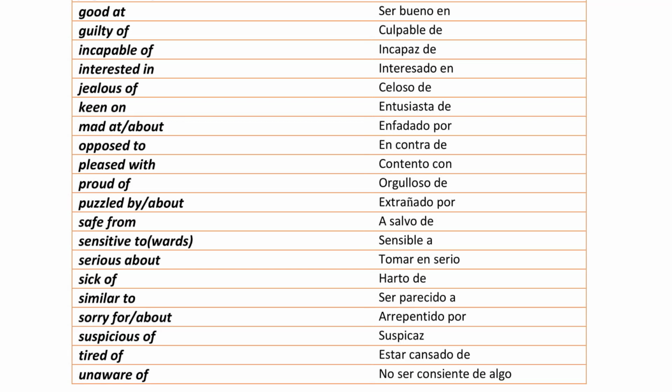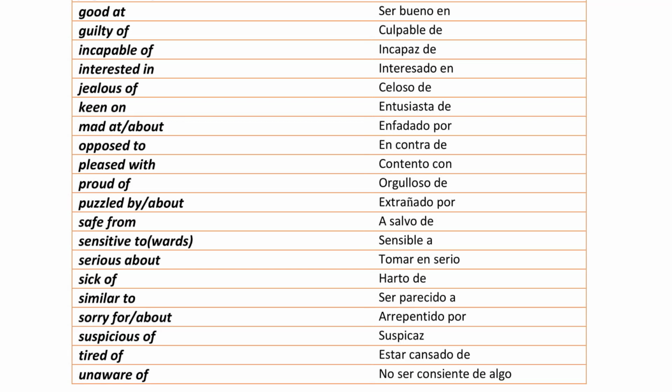Here there's a very common mistake because people think that it's to be good in something, because in Spanish it is ser bueno en. Okay, so careful with that one. The next one is guilty of. Okay, guilty of means culpable de. And following on from that, interested in, interesado en. Jealous of. Jealous of means celoso de. Keen on. Keen on is entusiasta de.